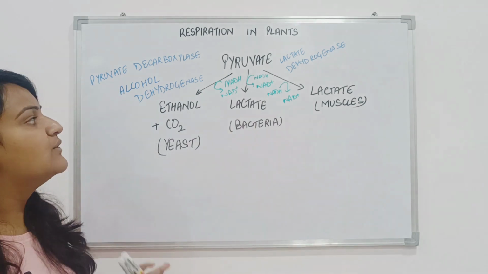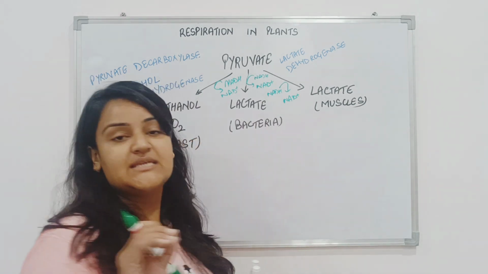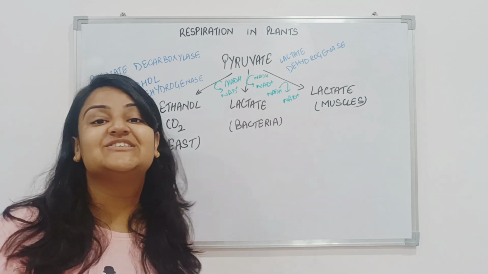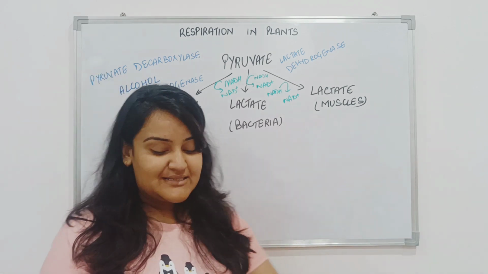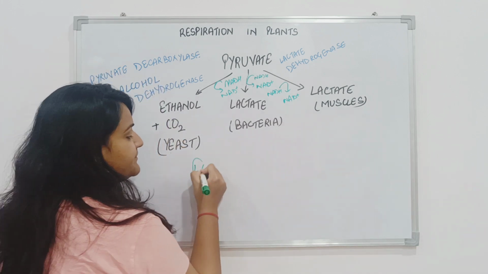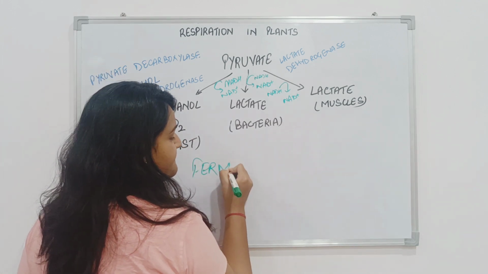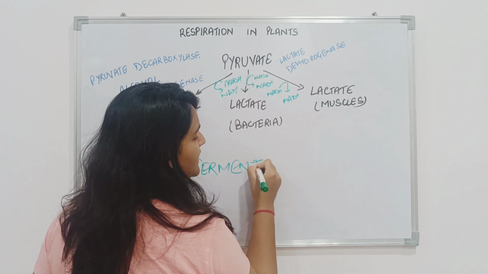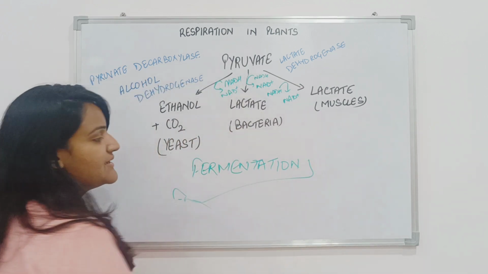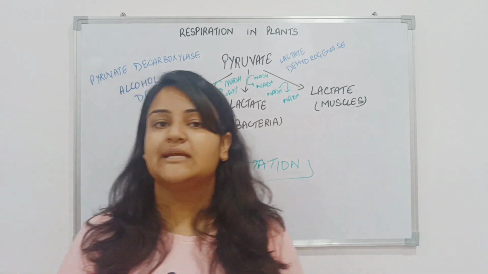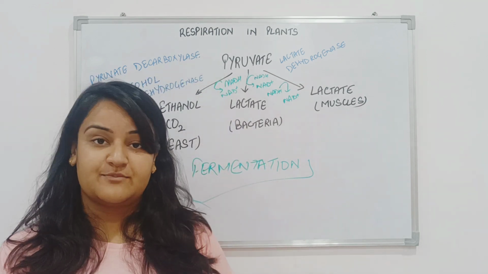Okay, now the other is aerobic, where oxygen is present. This was anaerobic, this is fermentation. Okay, so for aerobic respiration, that is the Krebs cycle, stay connected. The next video is going to be for the Krebs cycle.